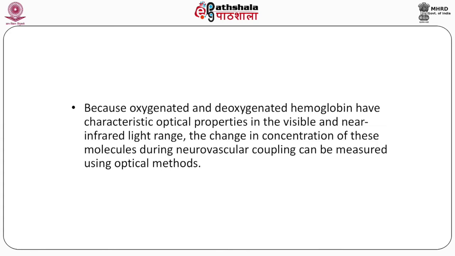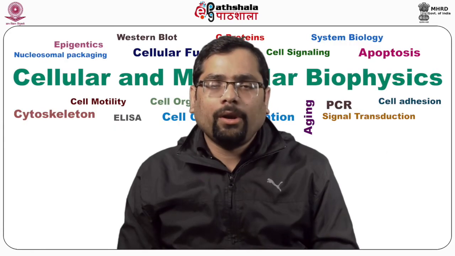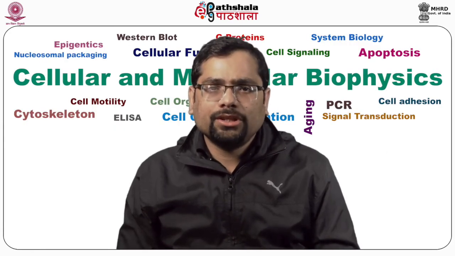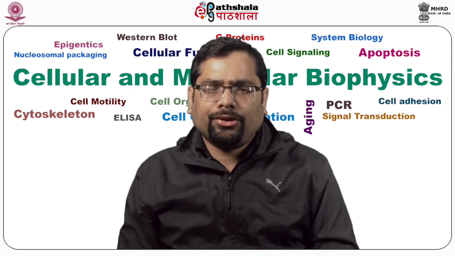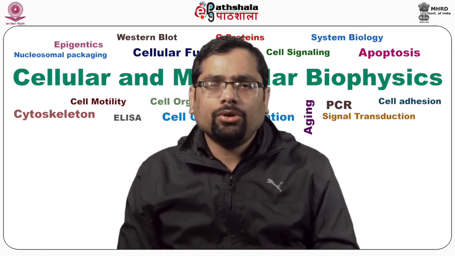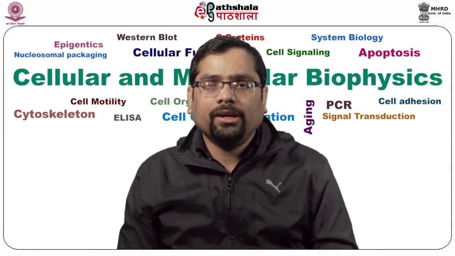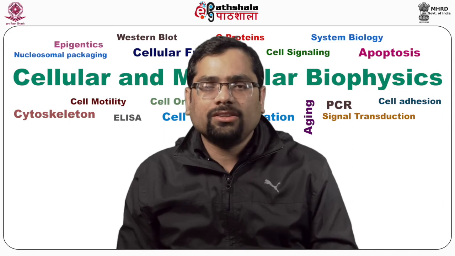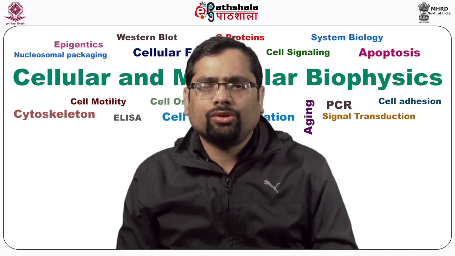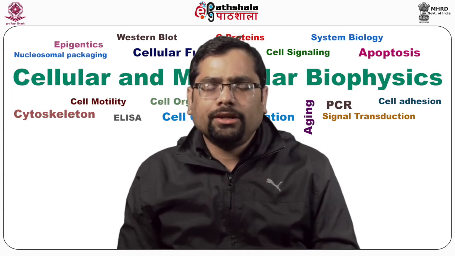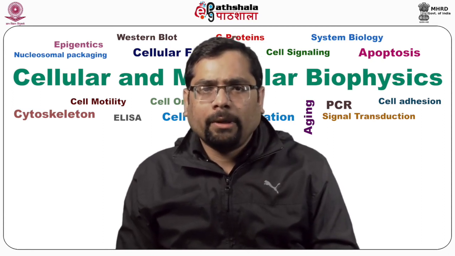The change in concentration of these molecules during neurovascular coupling can be measured using optical methods. So neurovascular coupling occurs, there is more oxygenation, after that there is more deoxygenation, and since oxygenated and deoxygenated hemoglobin have different optical properties, we use this difference to analyze the blood flow and the neurovascular coupling, using these optical methods.